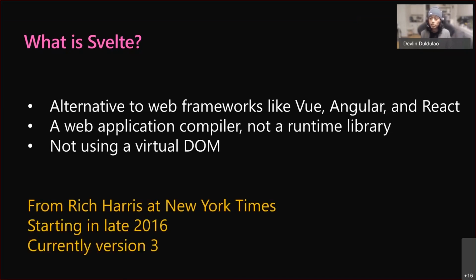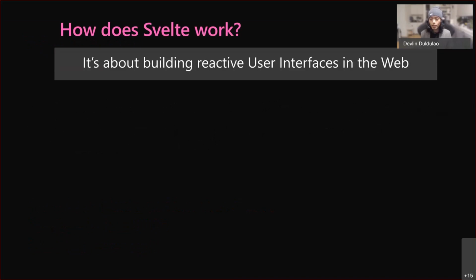Svelte was written by Rich Harris of the New York Times in late 2016. Now Svelte is in version 3. So how does Svelte work? Svelte has taken inspiration from Observable in the way it runs your code. But first, let me step back and ask you, what is reactive programming?